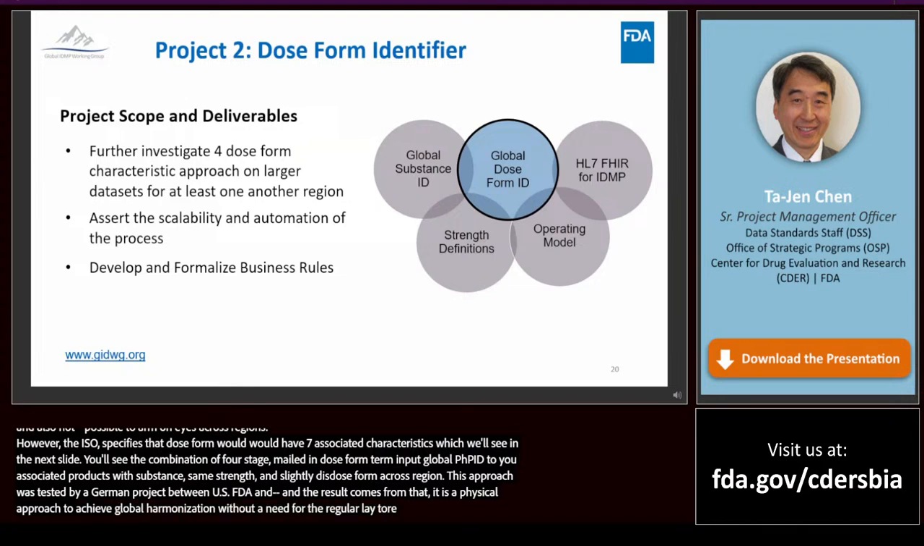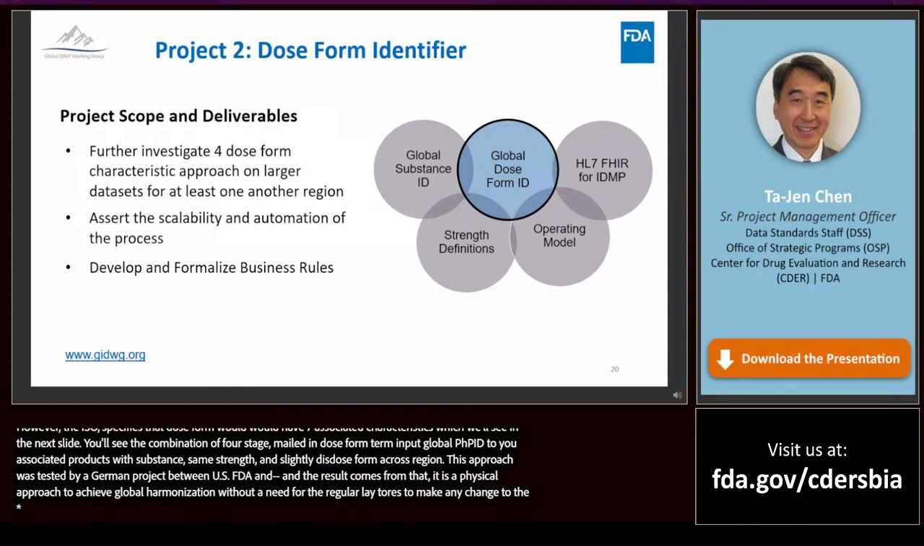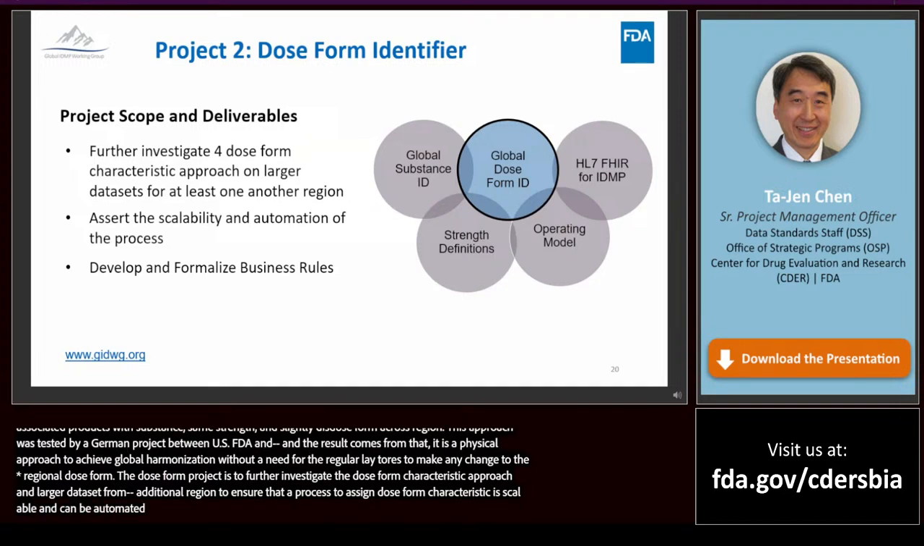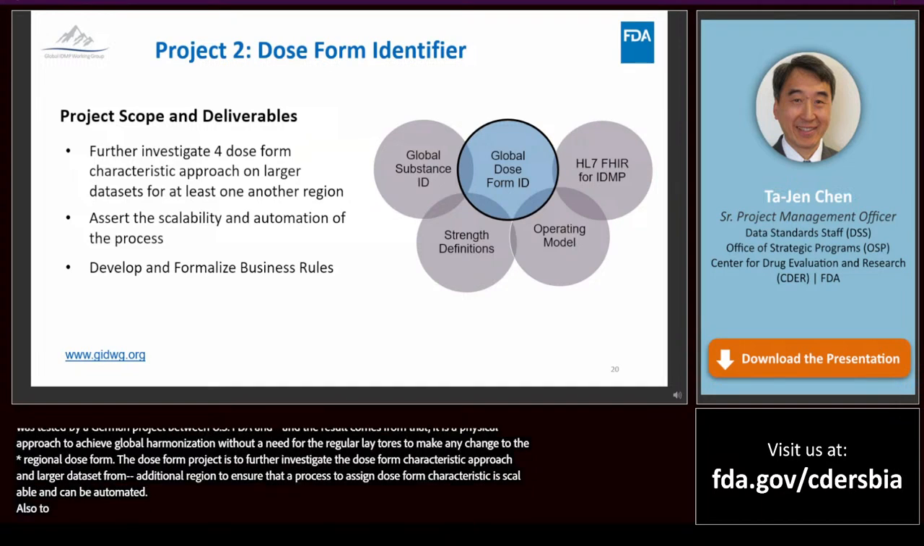The scope of the dose form project is to further investigate the 4 dose form characteristic approach on larger data sets from at least one additional region to ensure that the process to assign dose form characteristics is scalable and can be automated. Also to discover additional challenges and potential solutions, and to document and formalize the business rules.